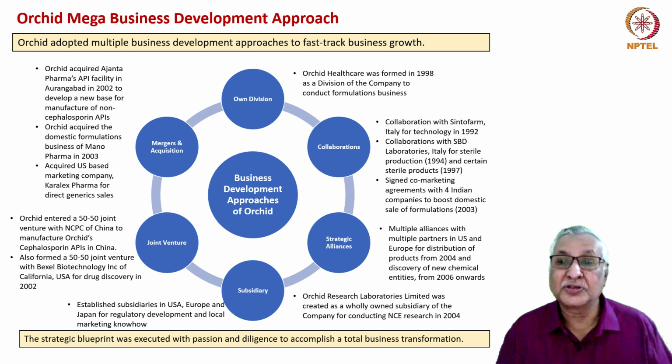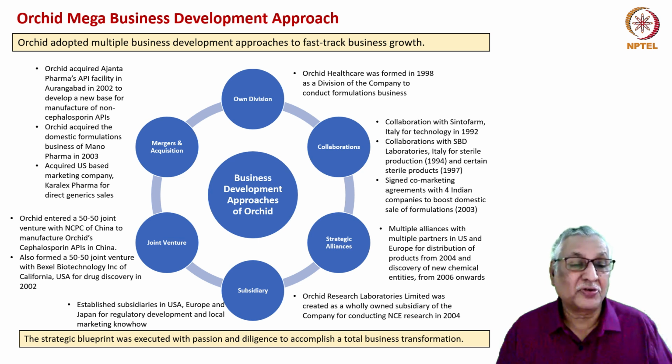The other aspect was that the company created its own division, not a separate legal entity, but its own division called Orchid Healthcare. That was in 1998. This acted as a division of the company to start the formulations business. It also created a subsidiary called Orchid Research Laboratories Limited as a wholly owned entity for conducting new chemical entity research in 2004. The company entered into several joint ventures.